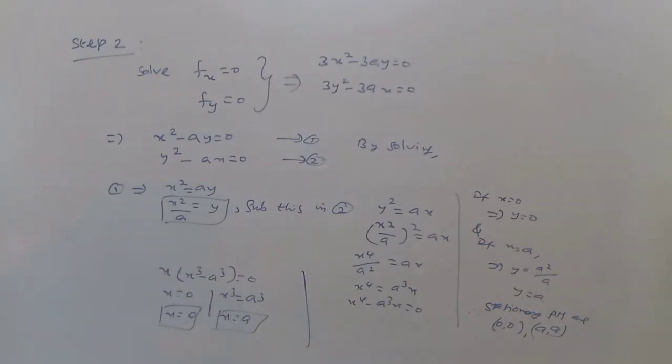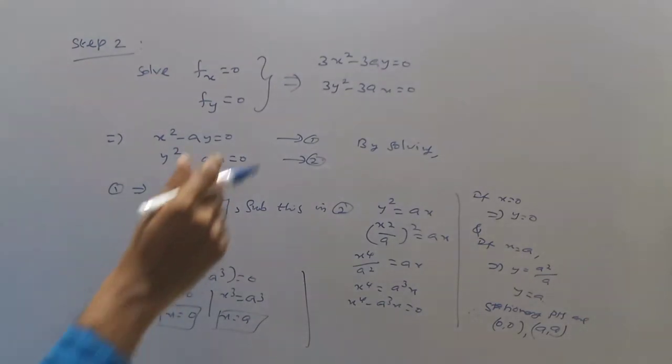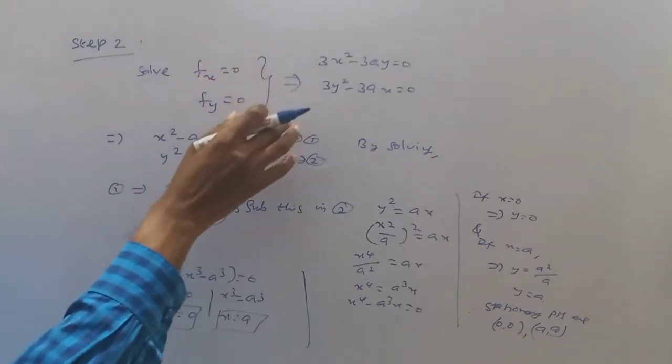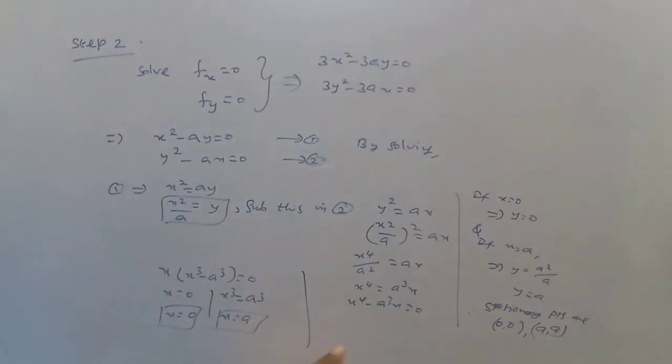So what are the stationary points? By solving first order equal to 0, that means fx equal to 0, fy equal to 0, we are getting two stationary points. What are those points? 0, 0 and a, a. So at these particular points, we have to check the condition rt minus s square, whether less than 0, greater than 0 or equal to 0. So based on that, we have to write the conclusion.